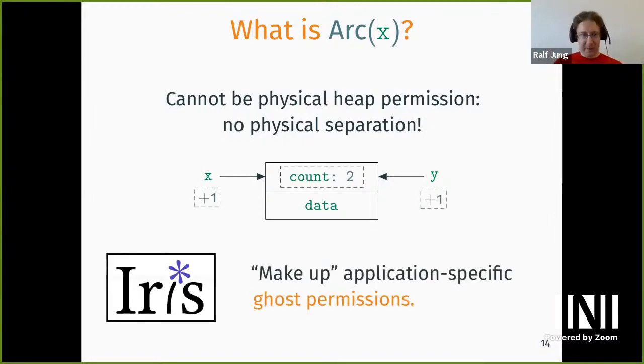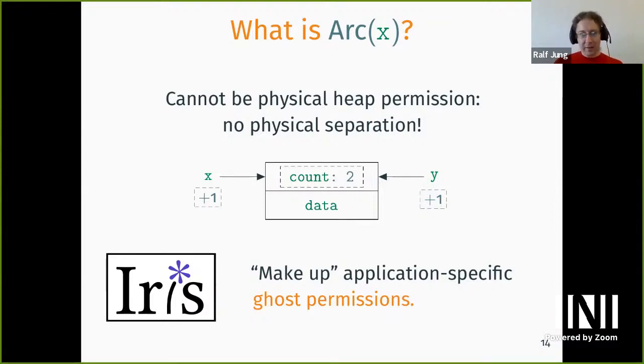And so this is where Iris comes in. What we do in these situations in Iris is that we make up a new kind of permission that we then use to explain the kind of separation that is going on. And at a very high level, I will get back to this in more detail later, the kind of permissions we need for arc are, on the one hand, a permission that reflects this count field, tracking the exact current total number of pointers.